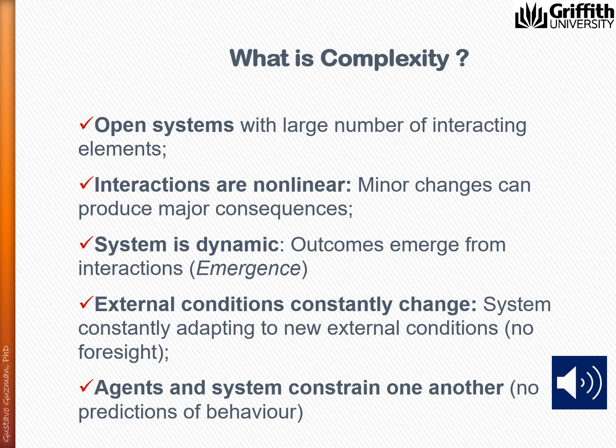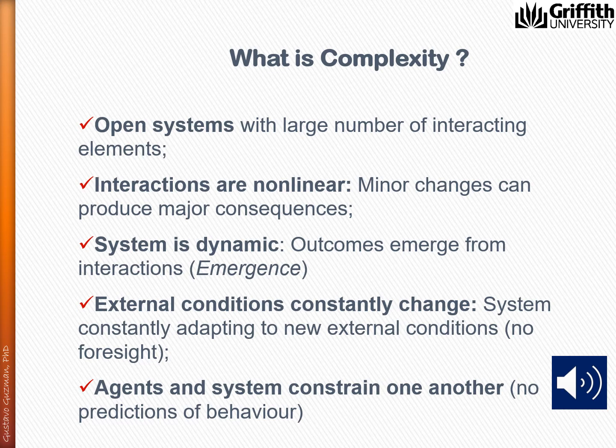So complexity is related not only to open systems, but also to interactions between elements of the systems that are nonlinear. This means that minor changes in a system may produce major consequences. Systems are also dynamic because the outcomes may emerge from interactions between different elements. And later we will talk about emergence.